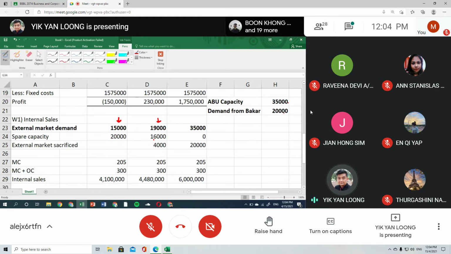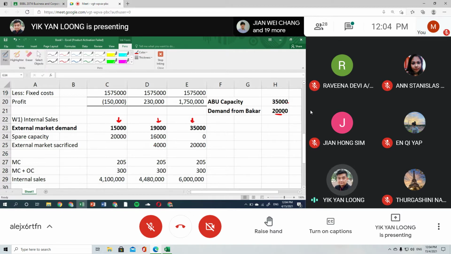So 16,000 will be produced using spare capacity to Bakar. But Bakar's annual demand is how much? 20,000, right? So I will still need to produce 4,000, right? 4,000 of these units transferred internally to Bakar will be subjected to external market sacrifice. Okay?